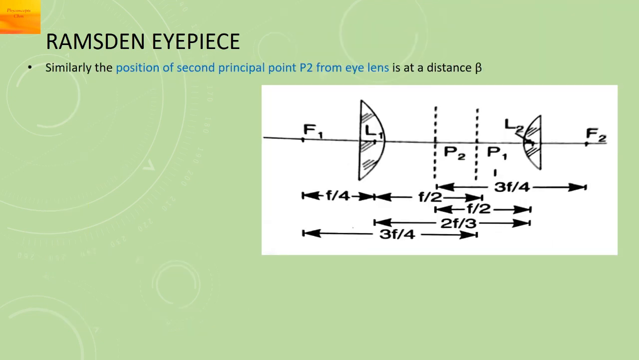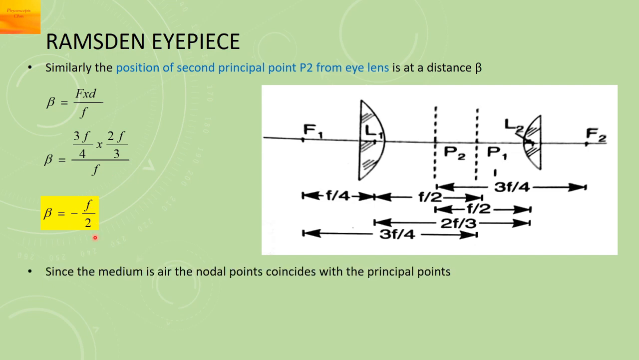Similarly, beta, we will find the position of the second principal point P2 from the eye lens. Beta is equal to capital F into D upon small f. Substituting F as 3f upon 4 and D as 2f upon 3, we get beta is equal to minus f by 2. So that is the position of this second principal point P2 from this eye lens, f by 2.